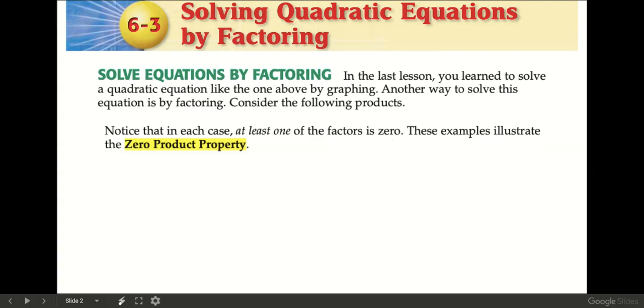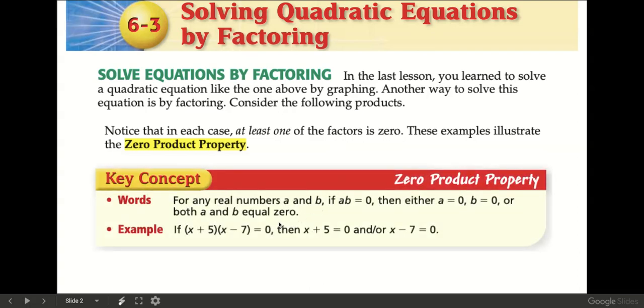These examples illustrate the zero product property rule. For any real numbers a and b, if a times b equals zero, then either a has to be zero or b has to be zero, or both a and b have to be zero. Whenever the product of two things equals zero, the only way to multiply and get an answer of zero is by multiplying by zero. So either this quantity has to be zero or this quantity has to be zero.